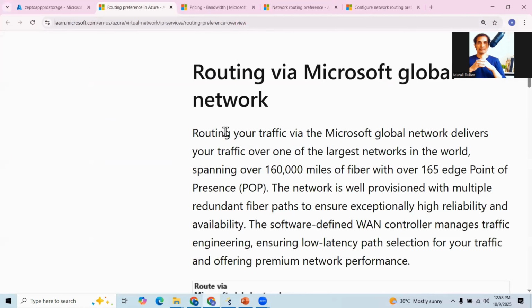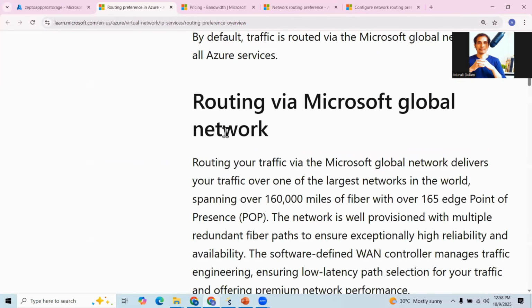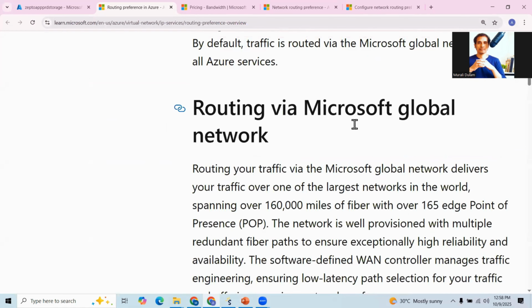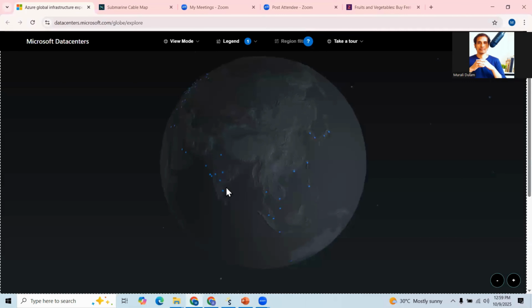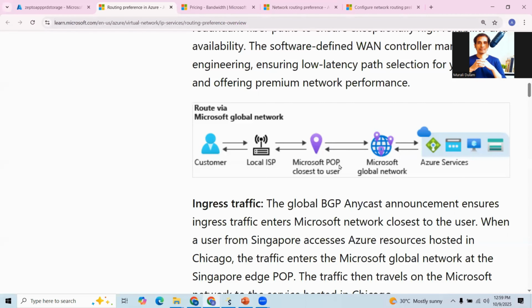Here you can see the first option, Microsoft routing via the Microsoft Global Network. Our users are trying to purchase some products, and at the end of the day they would like to store some transactions in the storage account. First they reach the local ISP, and from there the Microsoft POP location. Then it goes through the Microsoft Global Network.